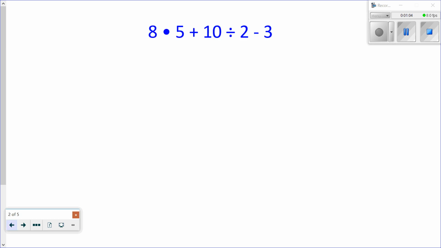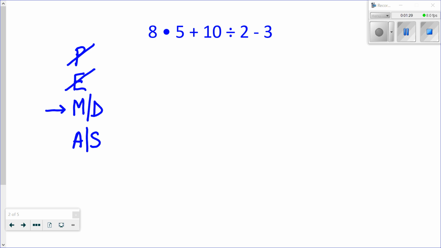So if we go back to this expression, I'm going to write out on the side PEMDAS, and I'm going to go through my expression. So I have multiplication, addition, division, and subtraction. I don't have parentheses. I don't have exponents. Now I'm up to multiplication and division. Well, I see that multiplication comes first, so I'm going to do 8 times 5, which is 40, and I'm going to bring everything else down.